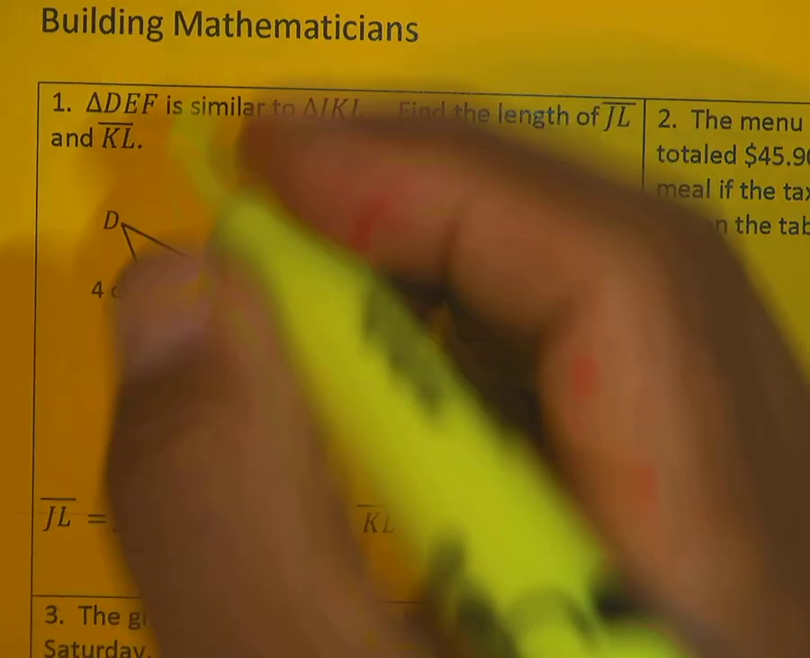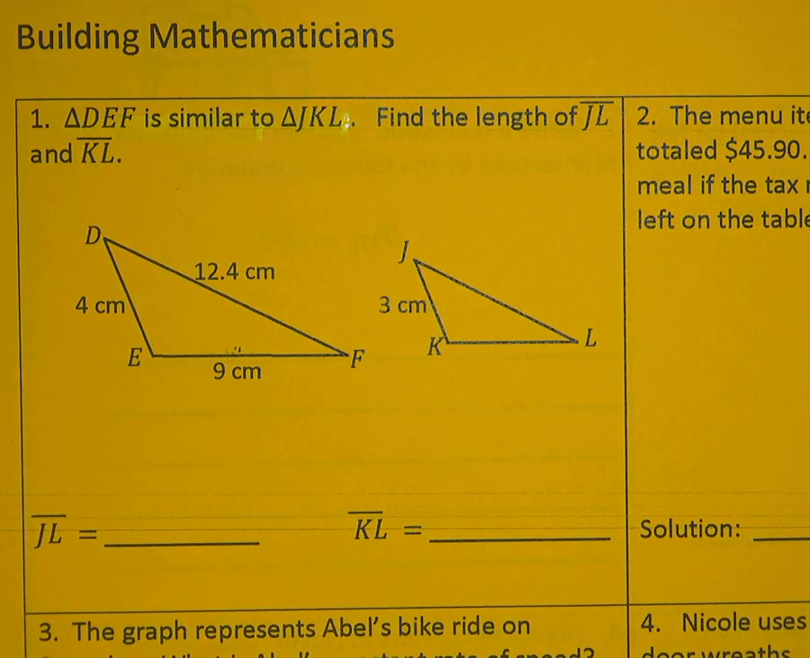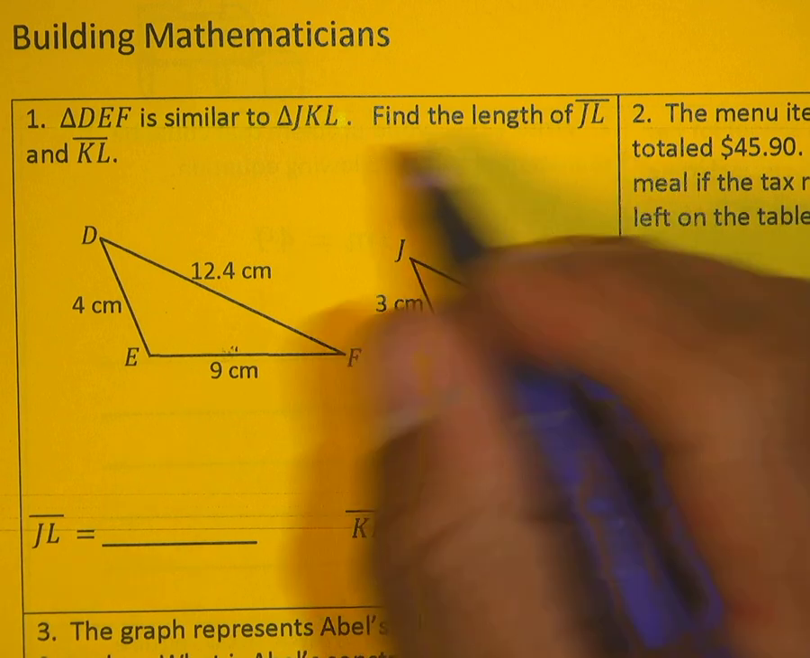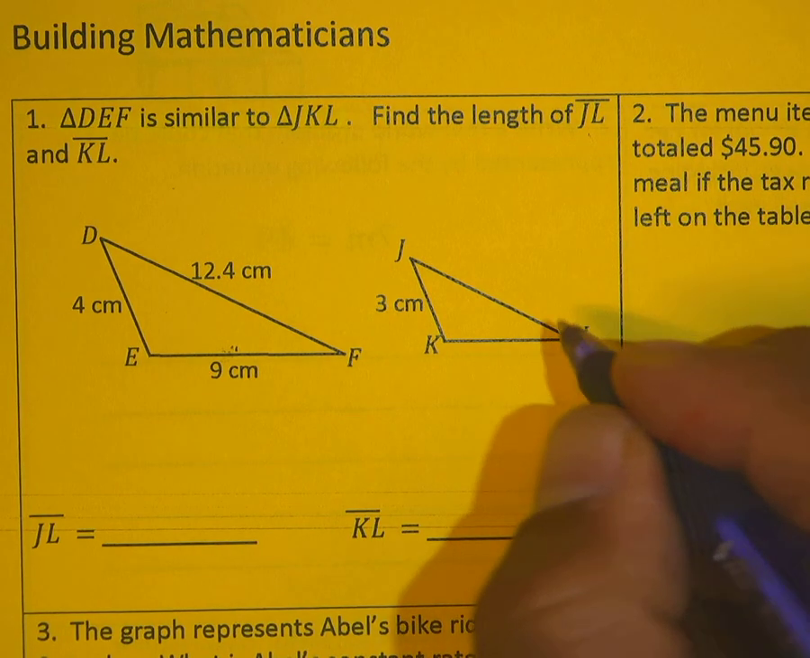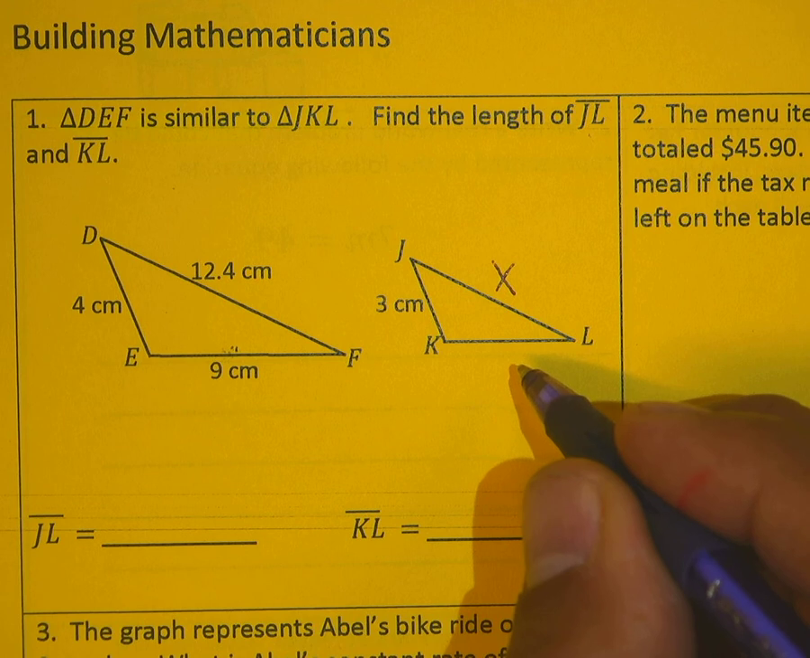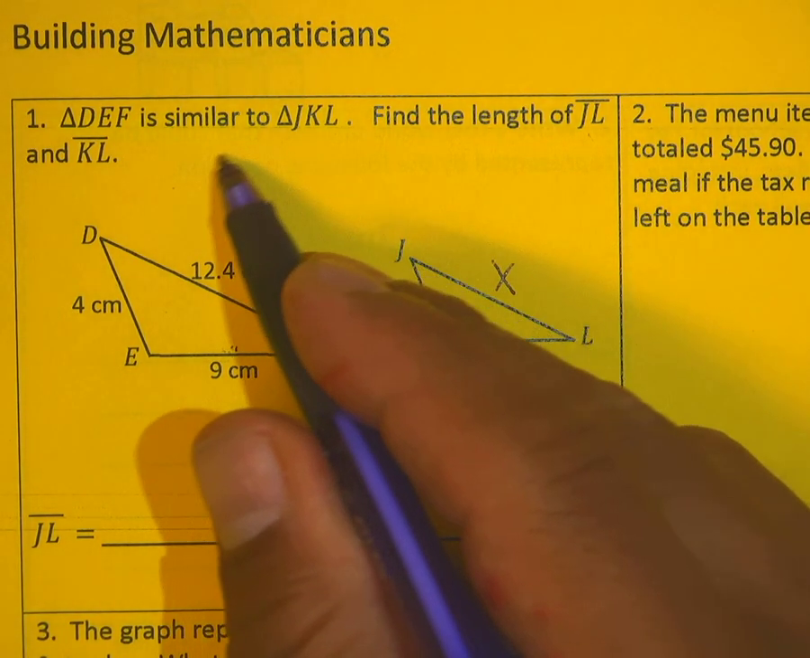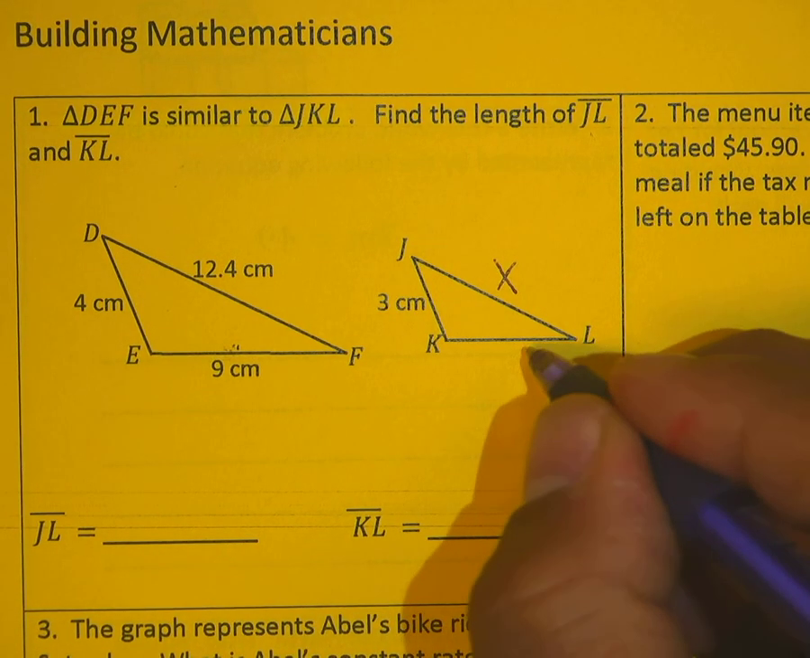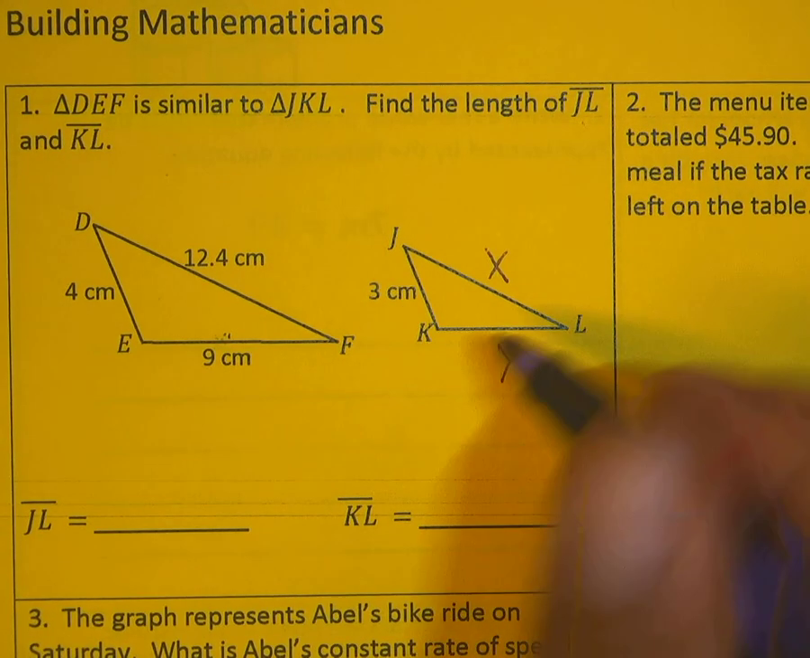It says there, triangle DEF is similar to triangle JKL. So find the length of JL and JK. JL is this guy here, which is X. They want you to find KL also. So for KL, let's put another letter, I'll put Y. But first, we've got to find one at a time.